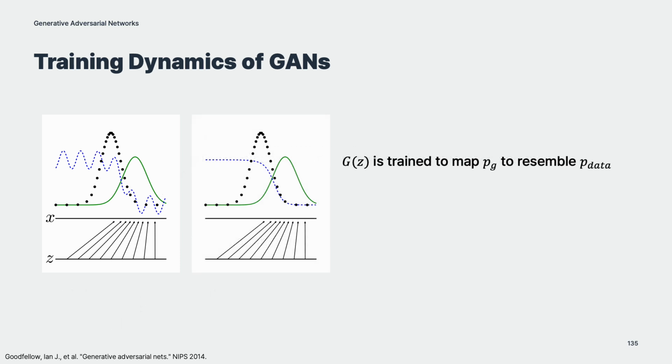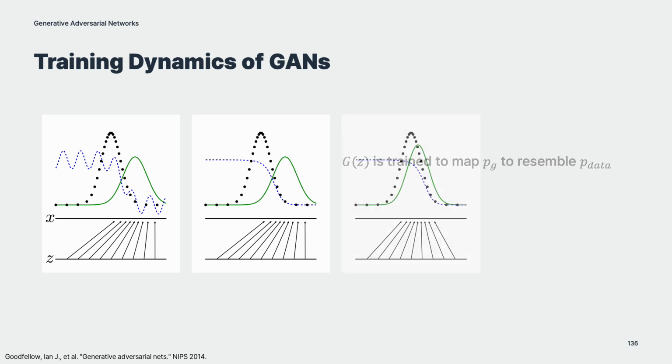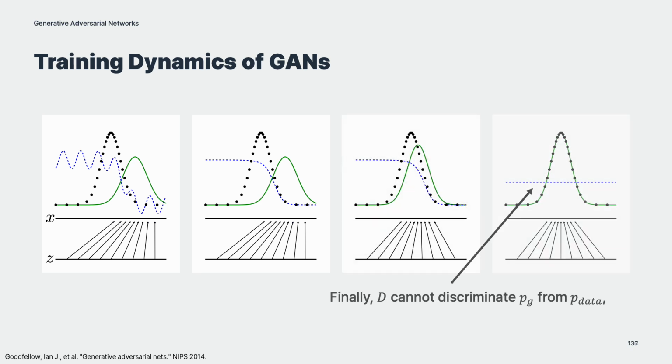As training progresses, G(z) gradually gets closer to the real data distribution. Ideally, the generator will eventually match the true data distribution, making it impossible for the discriminator to distinguish real from fake. Once the generator becomes perfect, the discriminator can no longer tell which distribution a given sample x comes from.